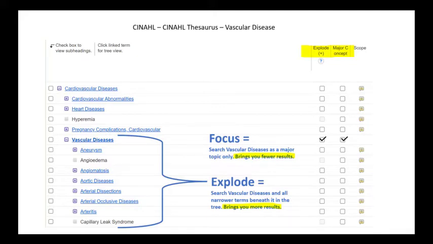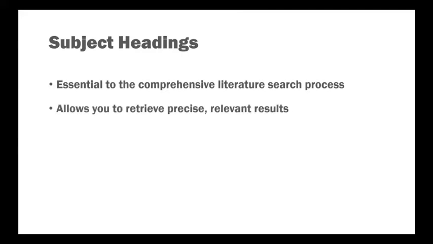When conducting a comprehensive literature search, it's essential to search subject headings for all concepts in your research question so you can be confident that you're capturing as many relevant articles as possible on a topic.